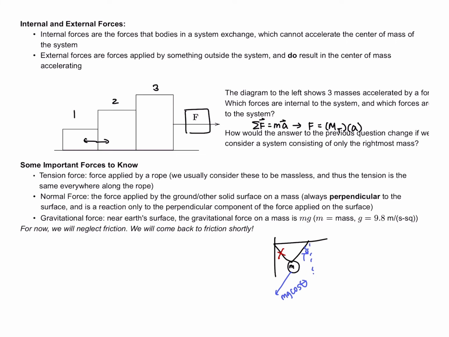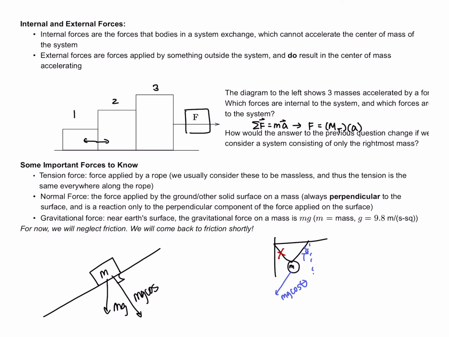The normal force is the force applied by the ground or other solid surface on a mass, and it's always perpendicular to the surface. That's why it's called normal, meaning perpendicular. And it's a reactionary force, like I mentioned earlier, and it's equivalent to the magnitude of the perpendicular component of the force that's applied to the surface. So that is important when we look at inclined planes, because if you have a mass m, which has weight mg, the normal force is only going to balance the component mg cosine theta, which is perpendicular to the surface. That's something really important to remember.